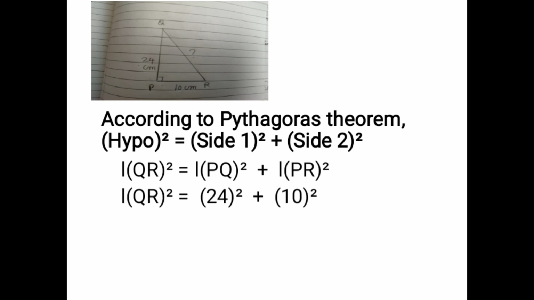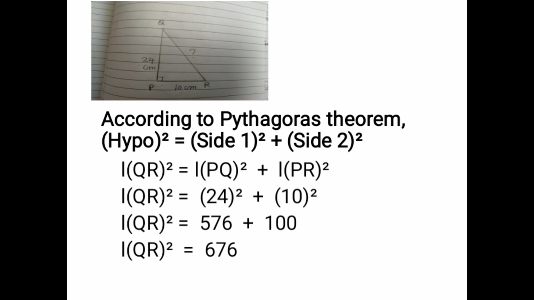Length of QR square is equal to, for PQ, whatever number is given you have to write, 24 square, plus for PR, whatever number is given, you have to write 10 square. Length of QR square is equal to 24 square plus 10 square. Length of QR square is equal to 24 into 24. Square of 24 is 576, plus square of 10. 10 tens are 100. 576 plus 100, now you have to add. Length of QR square is equal to 676 after adding.